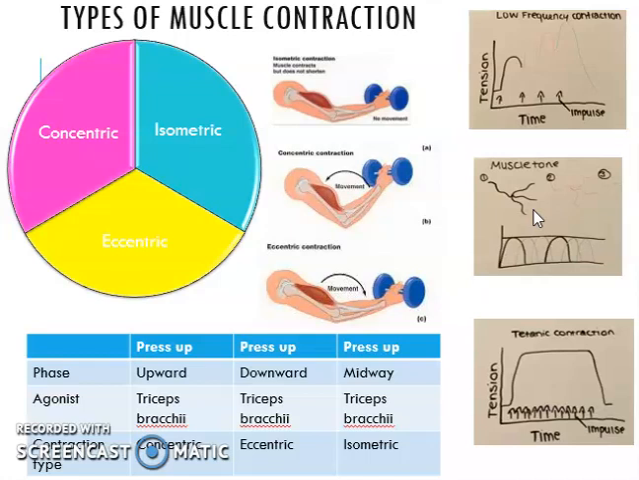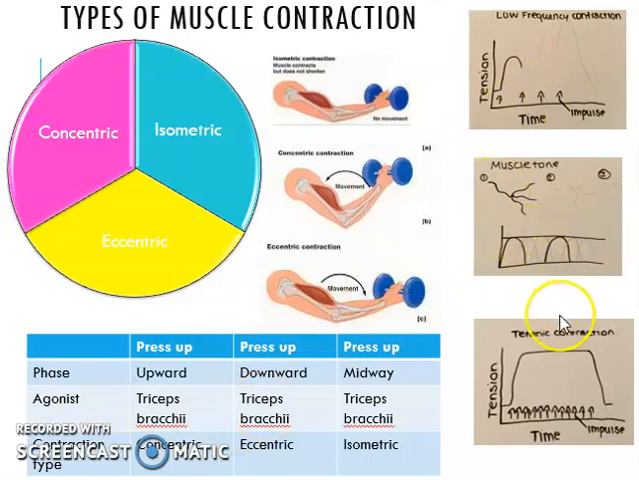Lastly, the type of motor unit recruited can determine how much force is exerted. For example, a motor unit containing fast glycolytic muscle fibres will contract with a greater force than a motor unit containing slow oxidative muscle fibres.